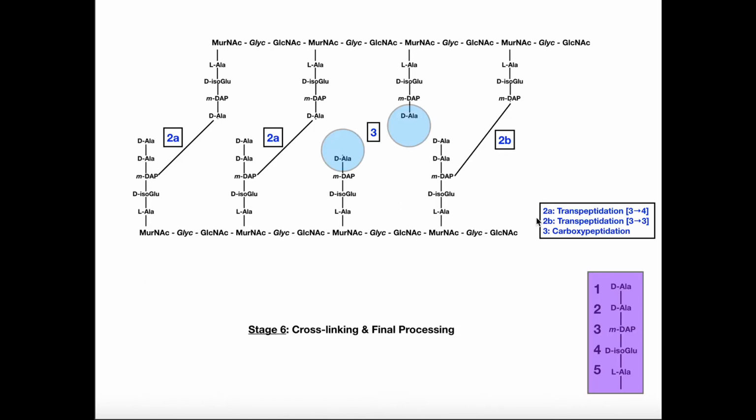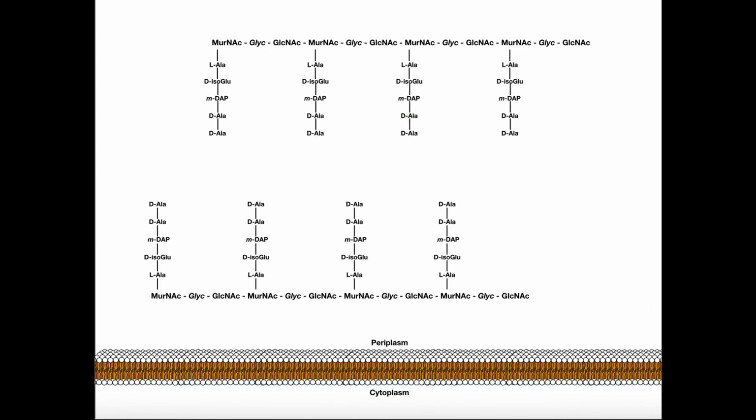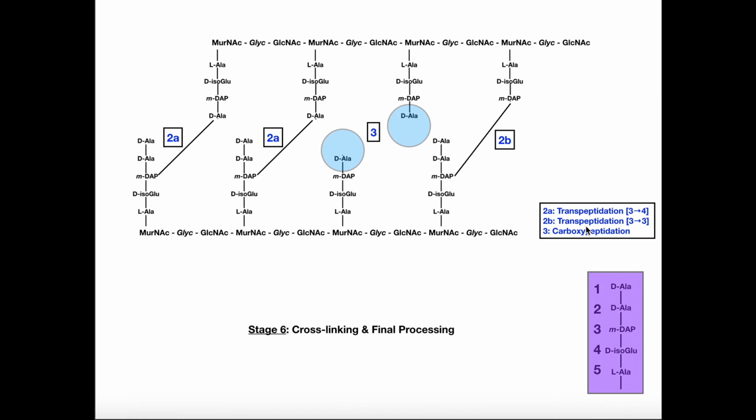Okay, that's actually what we're going to talk about on this slide. It's actually a process called transpeptidation, and that's actually the cross-linking, and then we're going to have some final processing. But in order to do that, we need 2 separate chains of peptidoglycan, at least 2. So here's one chain that we made, and here's a second chain. So as long as we have 2 separate chains, we can do these 3 things. And this is stage 6, the cross-linking and final processing.